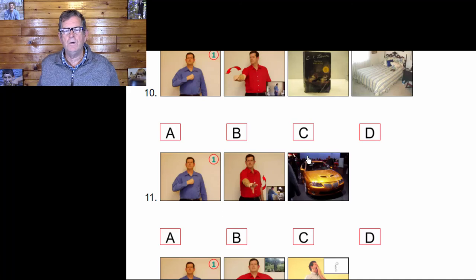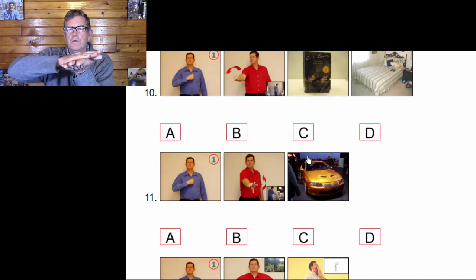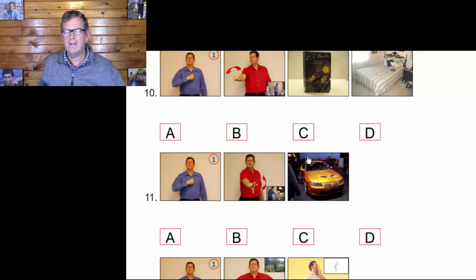Número 10. Yo pongo el libro. And this is the word for on, sobre. I'm sorry. Yo pongo el libro sobre la cama. I put the book on the bed. Yo pongo el libro sobre la cama. Now, if the person is indicating to you where they put the book, what's probably the question going to use? What interrogative is probably going to be used in the question?